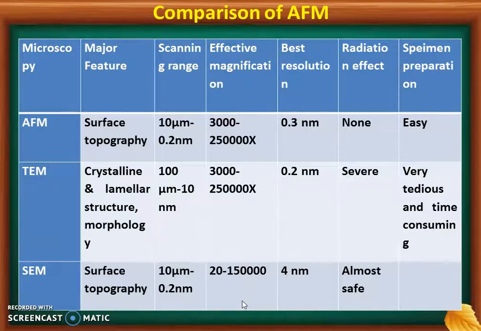Radiation effect: AFM is superior because there is no use of any kind of radiation, so no radiation effect is there. In case of TEM, severe radiation effect is possible, and in case of SEM, almost safe because a lot of changes have been made by manufacturers to make the machine safe. Specimen preparation for AFM is quite easy, but specimen preparation for TEM is very tedious and time consuming, and for SEM moderate time is required, and nowadays sample preparation for SEM is quite easy.